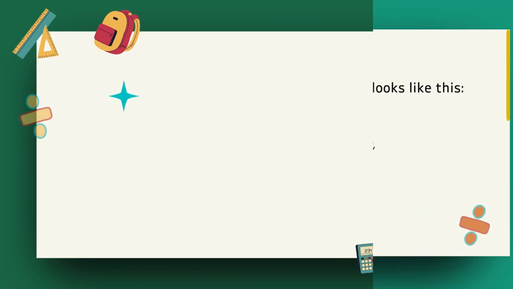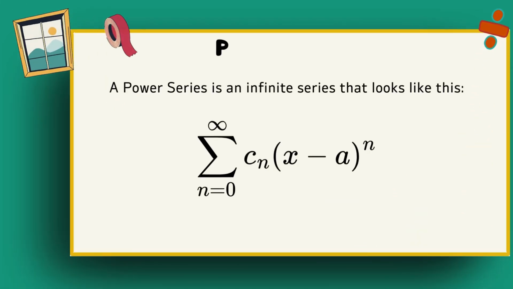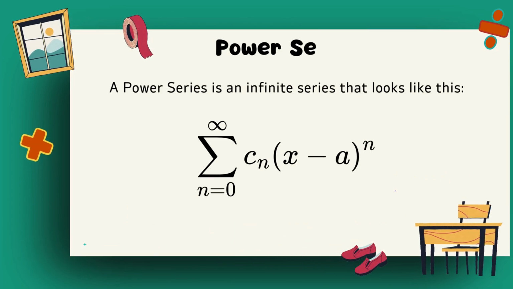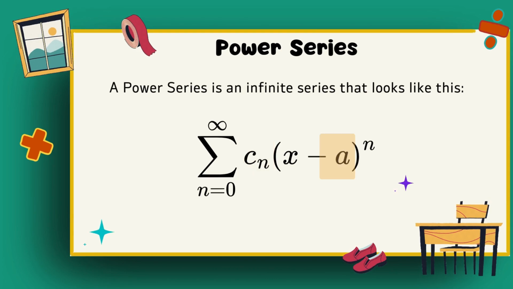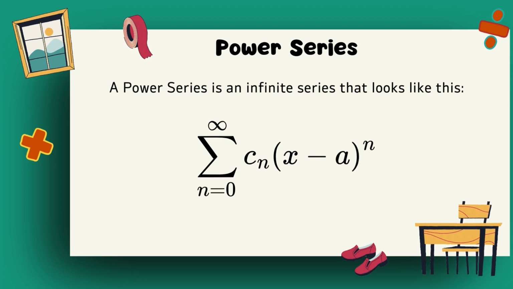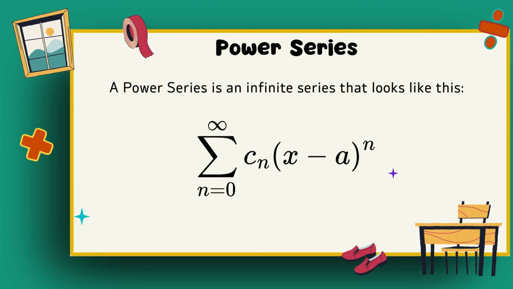A power series is an infinite series that looks like the following: the summation as n goes from 0 to infinity of c of n times (x minus a) to the n, where c of n is a coefficient, some number, a is the center of the series, and x is a variable. You can think of a power series as a polynomial with infinitely many terms, and it only behaves well, that is, converges, on a certain interval around a. Our job is to find that interval.